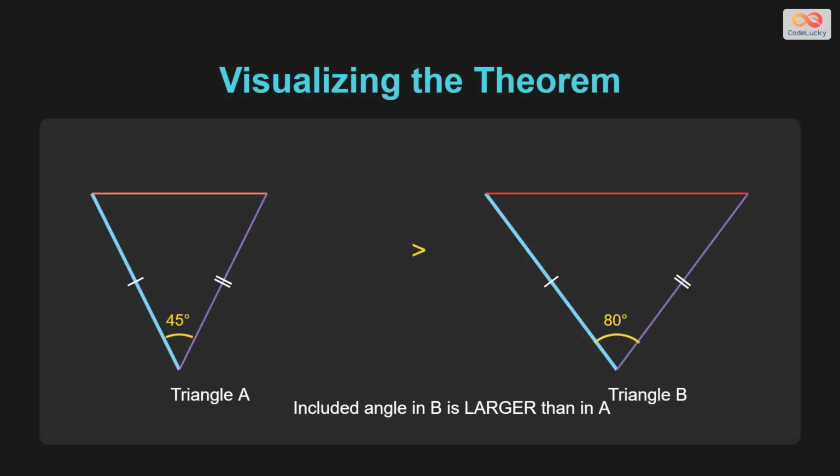Here we see two triangles, A and B. Both triangles have two sides that are congruent to each other, as shown by the tick marks. However, the included angle in triangle B is 80 degrees, which is larger than the 45-degree angle in triangle A.